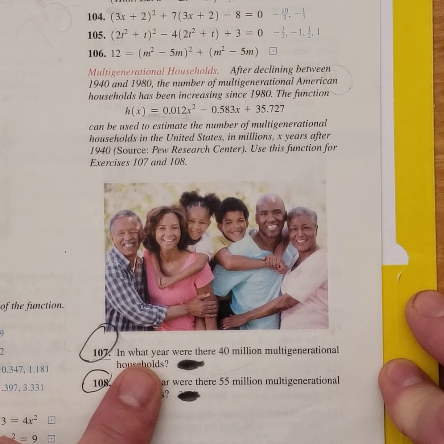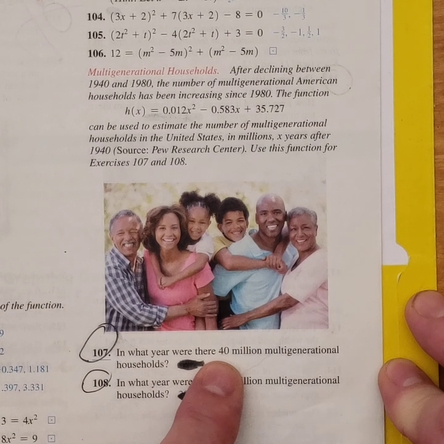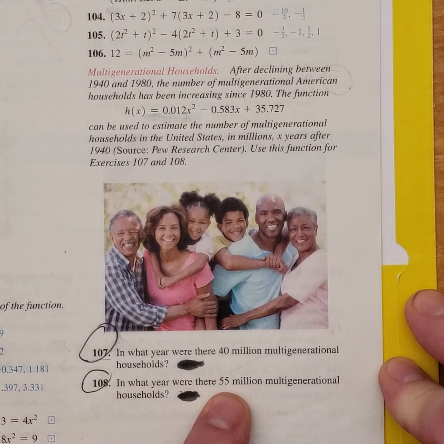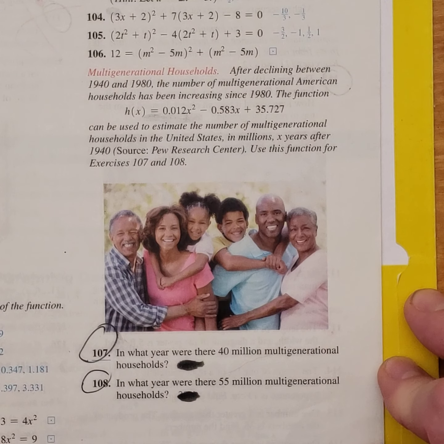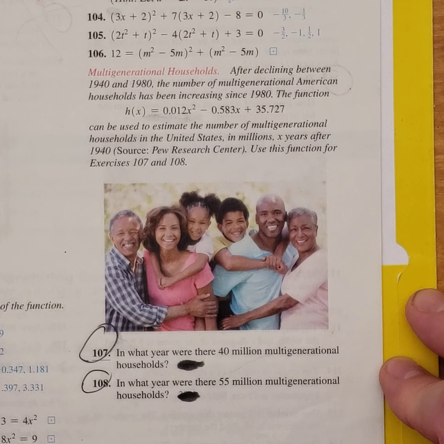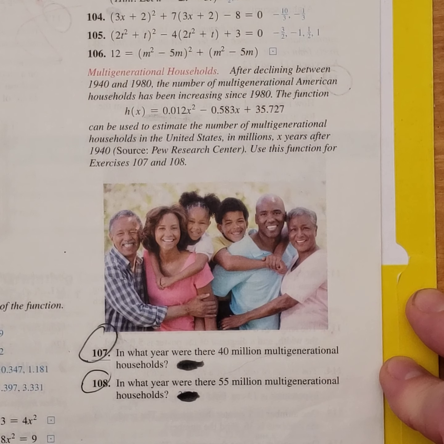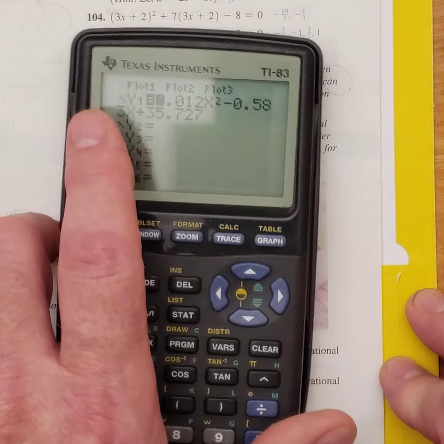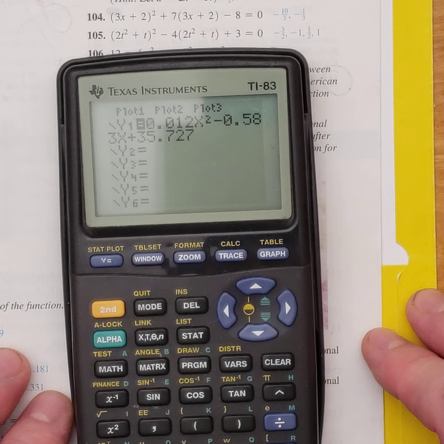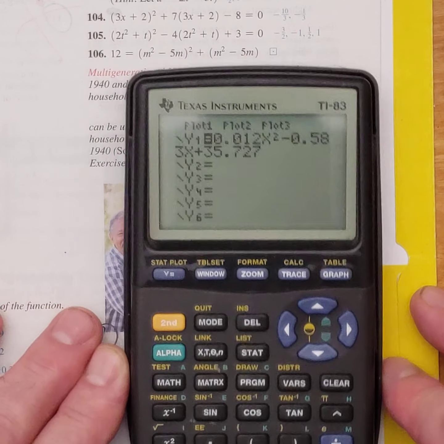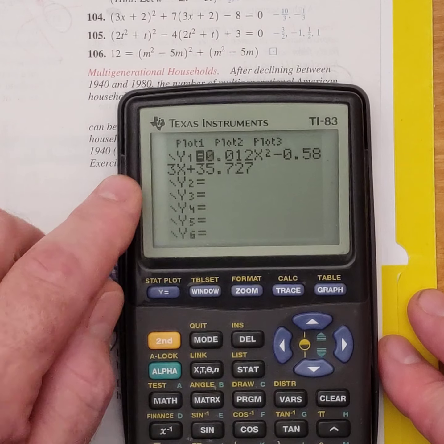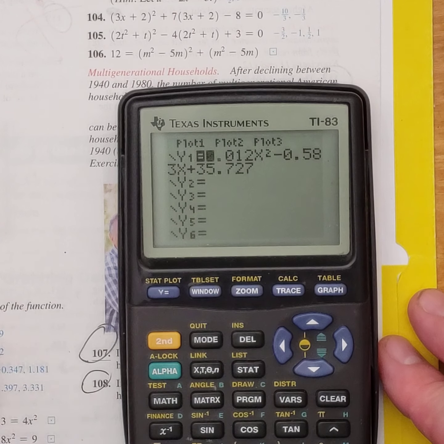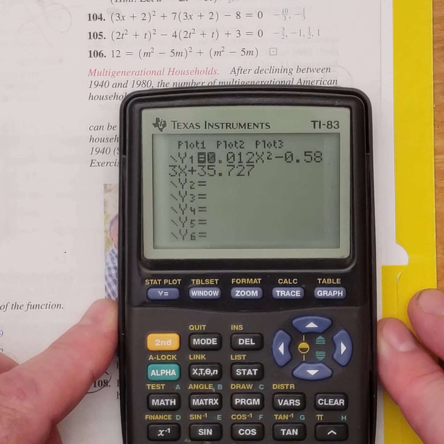And we've got two problems down here. We want to know when there were 40 million households, so when that function reaches 40, and when that function reaches 55 for the second problem. So here's how we're going to do this. It's going to be entirely calculator based. The first thing is turn the calculator on, of course. Then go to your y equals screen and put in the function. I've already typed it in because there's no need to watch me do that.